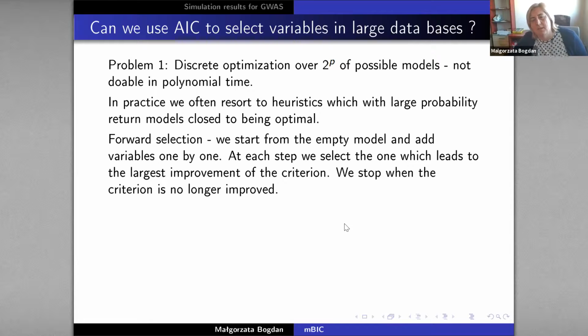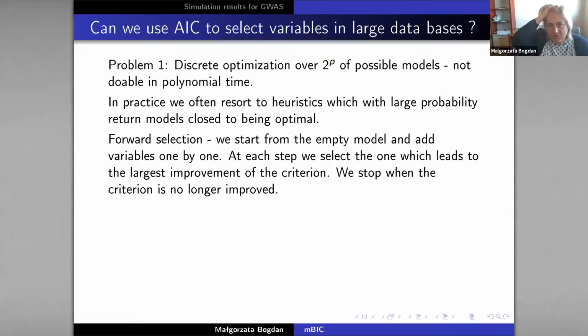And if you do forward selection, we usually stop when the value of our criterion starts to increase. In principle, checking all models would be too much, but creating the whole path would require only p-squared steps. And p-squared is doable already for very, very high dimensional situations. With current computers, we can handle thousands of variables with forward selection.